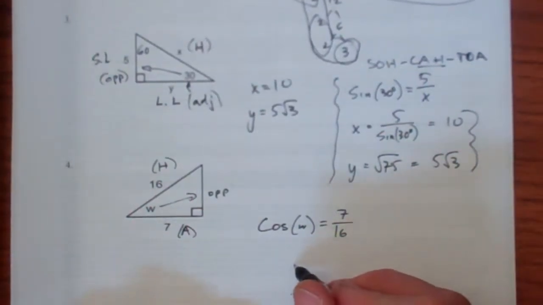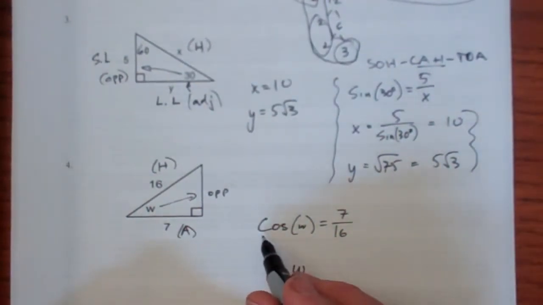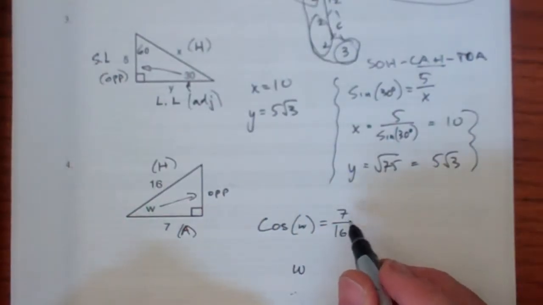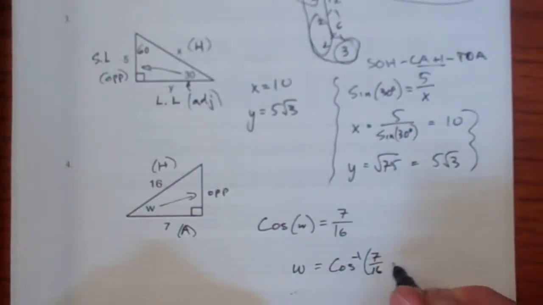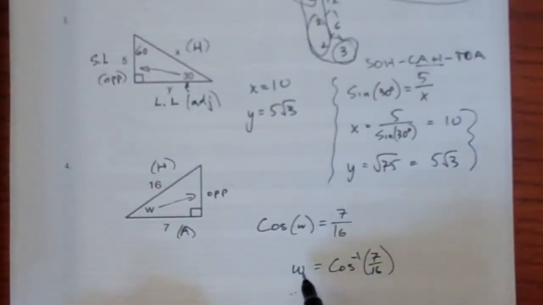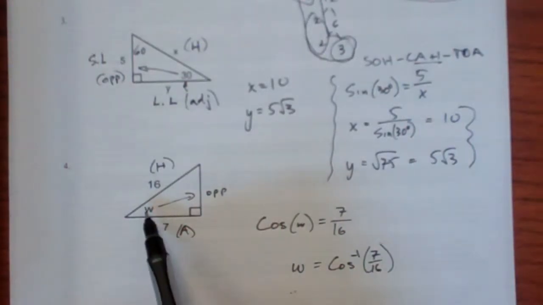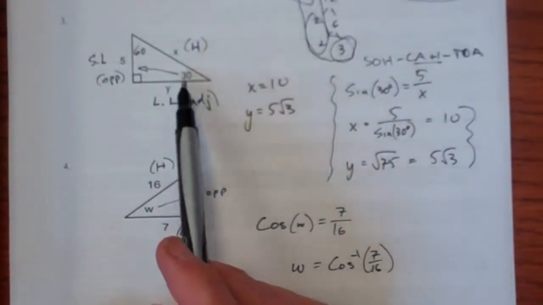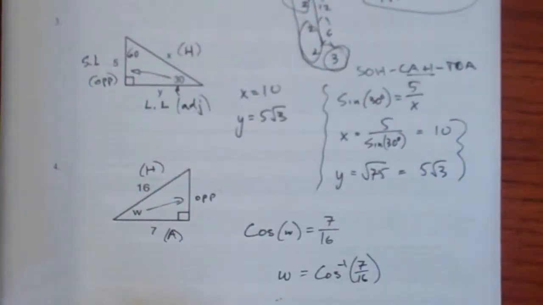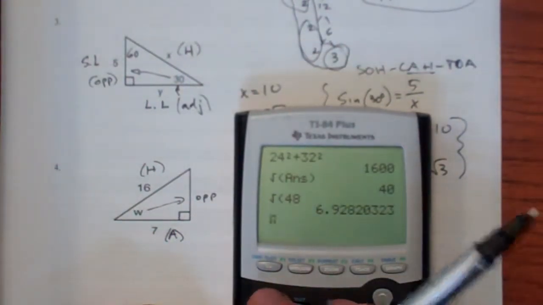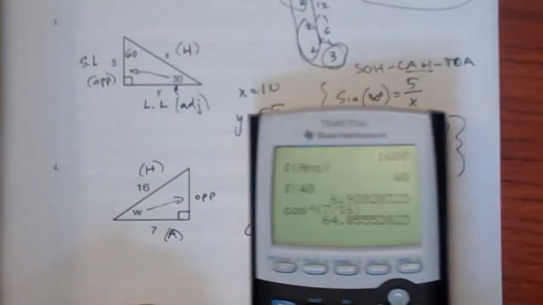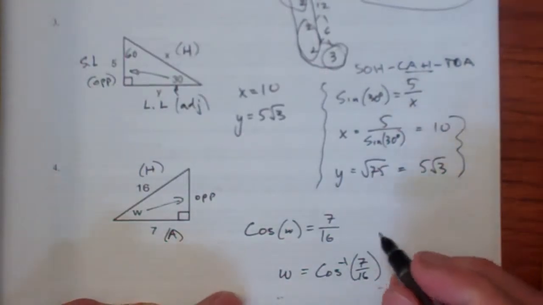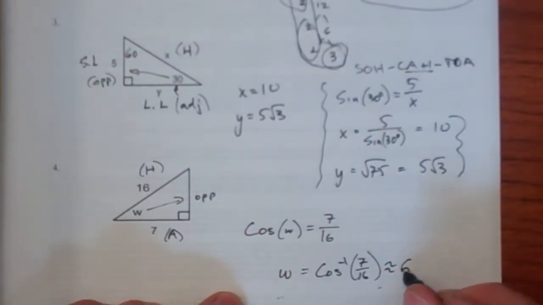How do I get w by itself? I have to do the opposite of cosine, which is inverse cosine. So that's cos to the minus 1 of 7/16. We always do the minus 1 when we're looking for an angle. Whenever the variable's in the angle, we use the minus 1 thing. If we're given the angle like we are up here, then we do it straight up. So I type in second cosine, 7 divided by 16, and I get about 64.1 degrees, approximately 64.1 degrees. All right.